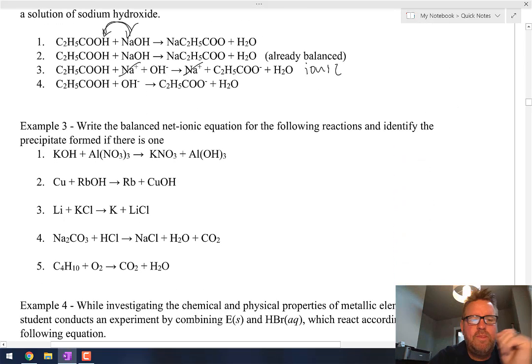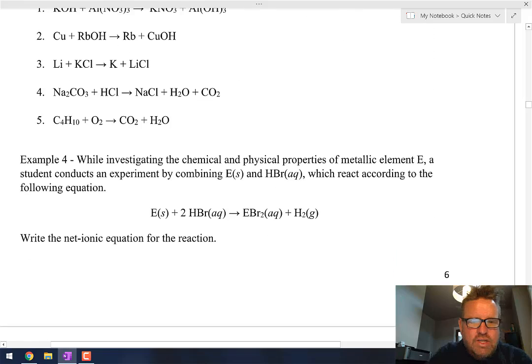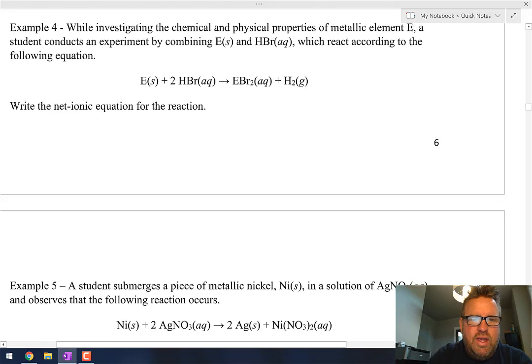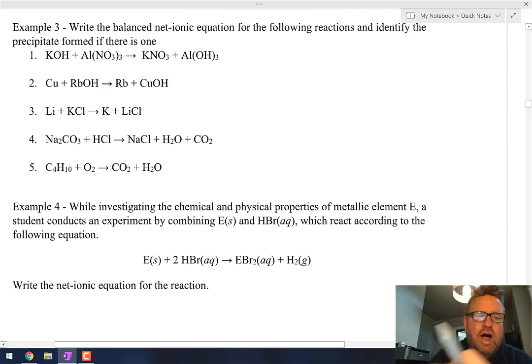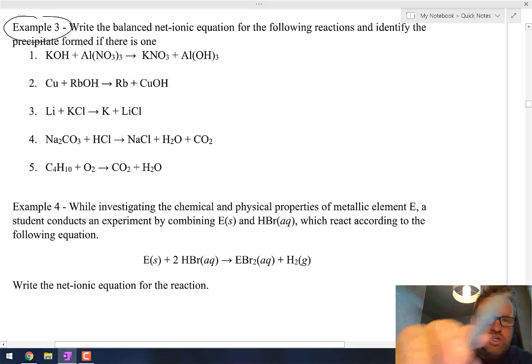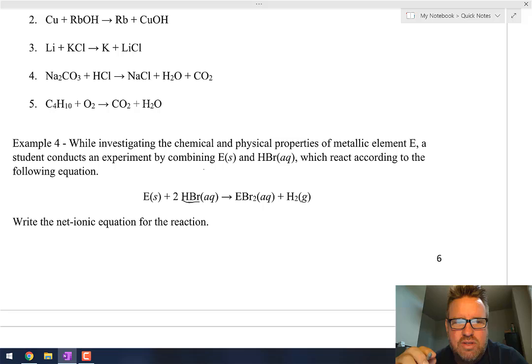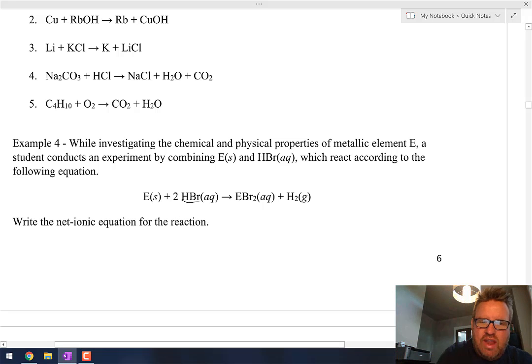Okay? So, let's look at example number 4 here. These are actually from pretty recent exams before and then we'll see how much time we have left. On 1 through 5 up here, maybe on example 3, I'll just write down the correct answers for you and you guys can check them. So, while investigating the chemical and physical properties of metallic element E, so again, a made-up element, a student conducts an experiment by combining E and HBr. And as soon as you see HBr, you go, soluble, because that's one of my 7 strong acids, and that's really, really important. Okay? So, and we know nothing else about E, other than it's a metal.